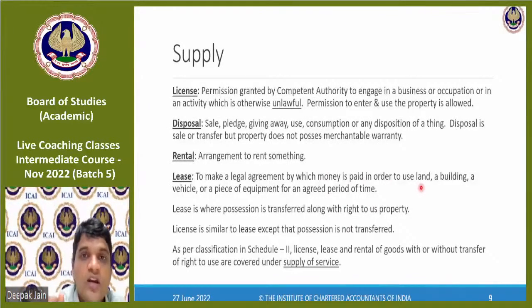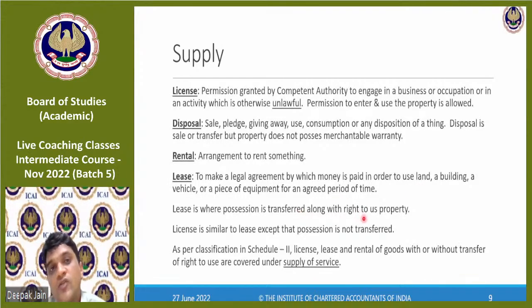Generally, lease is used in terms of immovable property. Lease is where possession is transferred along with the right to use property. I give a property and I tell him to use it. That's an example of a lease agreement. License is similar to lease except that possession is not transferred.